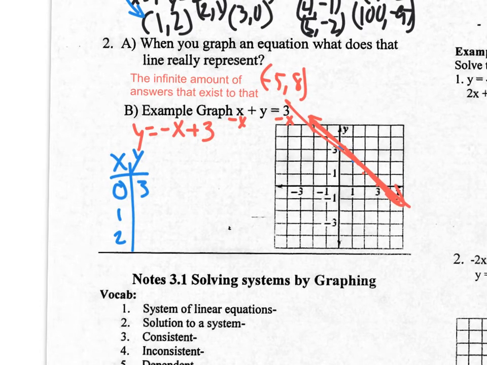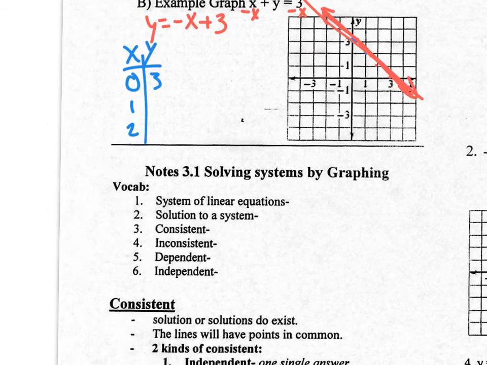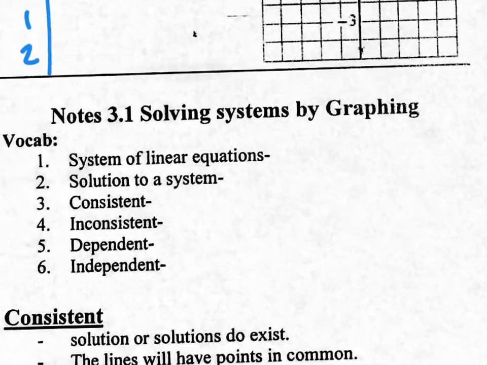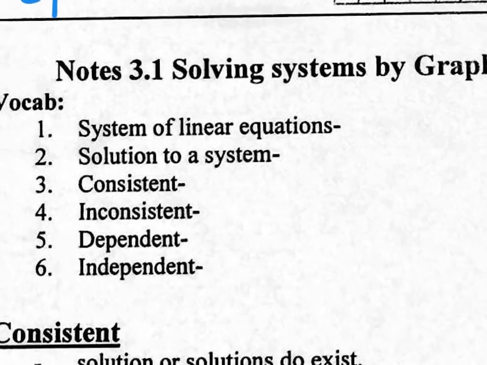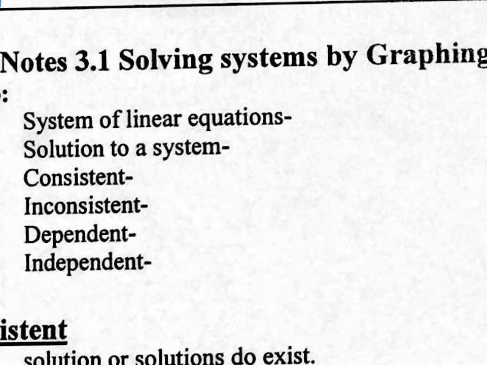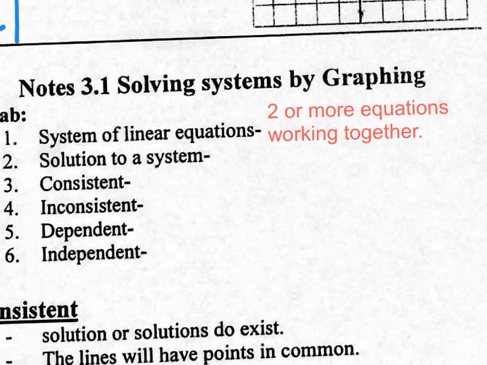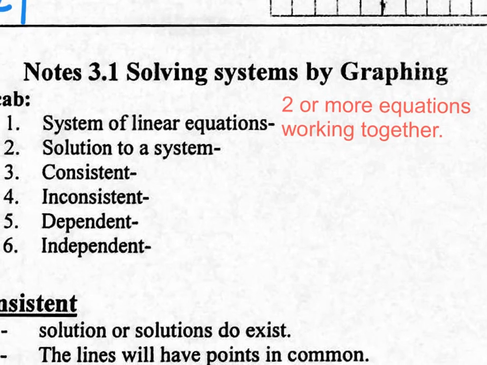Okay, so we said a system is 2 or more equations working together, okay? And let's actually jot that down. It's going to be super hard because it's really tiny. What's a system of linear equations? We're going to put 2 or more equations working together. There it is, 2 or more equations working together. Now, what I would like to do is just take a pause on these notes that we're actually working on, and let's just go to a blank page right here.